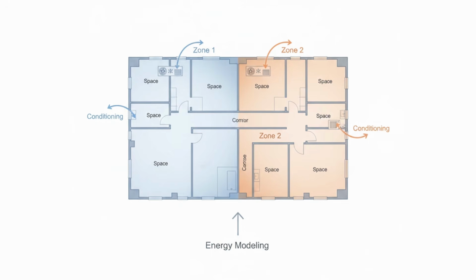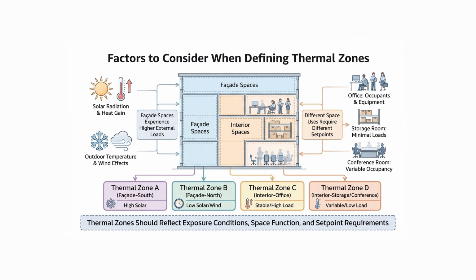Zoning refers to the process of dividing a building into thermal zones in a way that reflects how the building will actually be conditioned. Several factors should be considered when defining zones. For example, spaces located along the building facade often experience different thermal conditions than interior spaces because they are exposed to outdoor weather and solar radiation. Similarly, some spaces may require different heating or cooling set points depending on their function or occupancy.